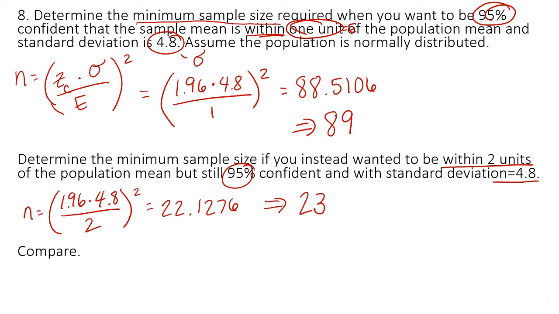So here we found that when our margin of error goes up, that makes our sample size go down. So if we're willing to be further off or have a wider confidence interval, then you don't need to take as much of a sample size. We saw that in an earlier problem as well, but here it is in another way.